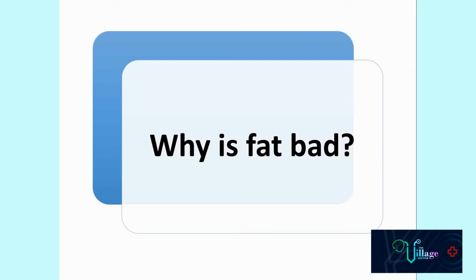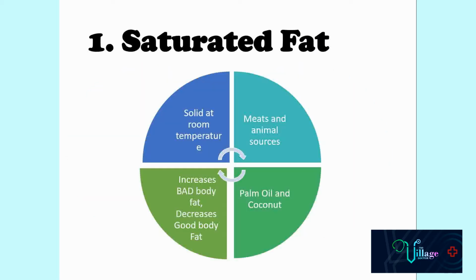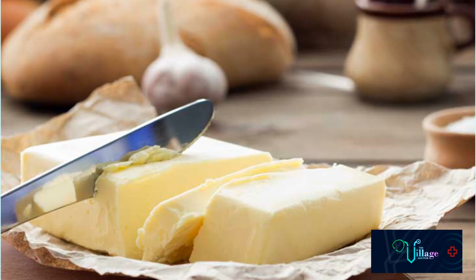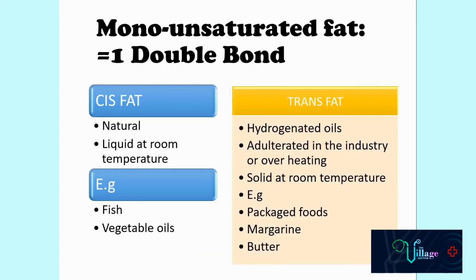So then, why is fat such a bad thing? Really, we know that it's not that bad. Usually, it's rather the amount and the type of fat that is eaten. One of the types of fat, as I say here, is saturated fat, and we know that saturated fat is usually solid at room temperature. It's usually found in meats and other animal sources. For plant sources, it would be found in palm oil and coconut oil, basically plant oils which also turn solid. And we know that saturated fat is always implicated in increasing the bad body fat and decreasing the good body fat.